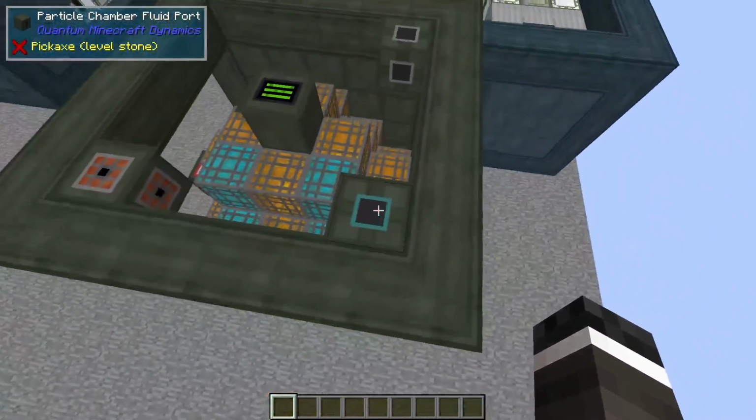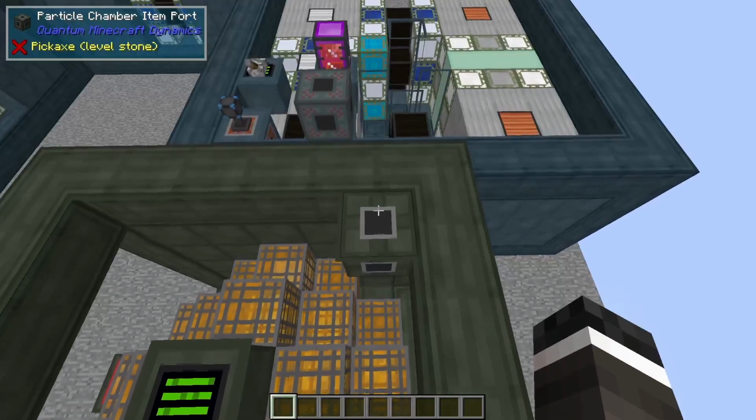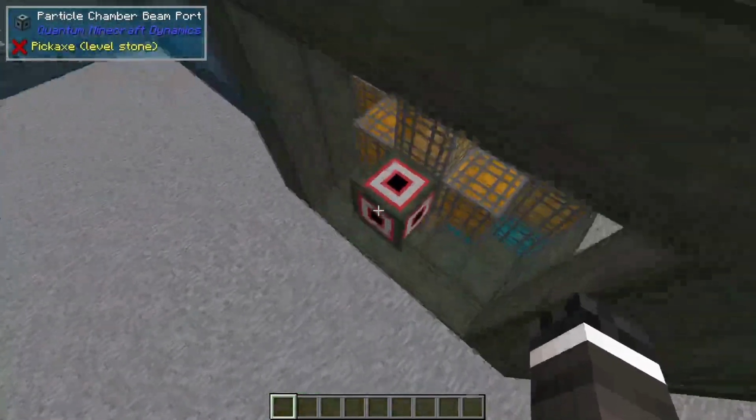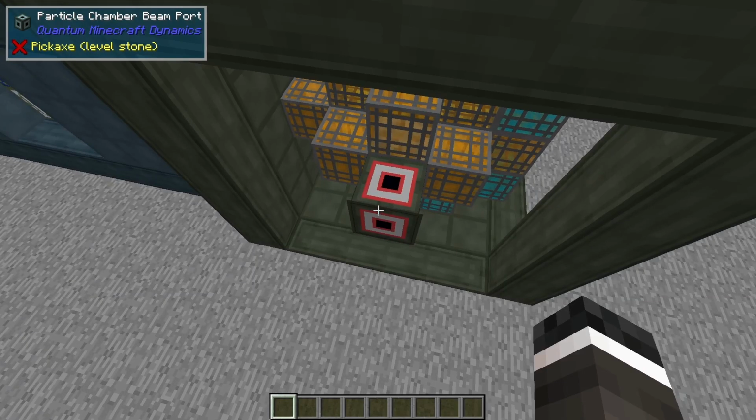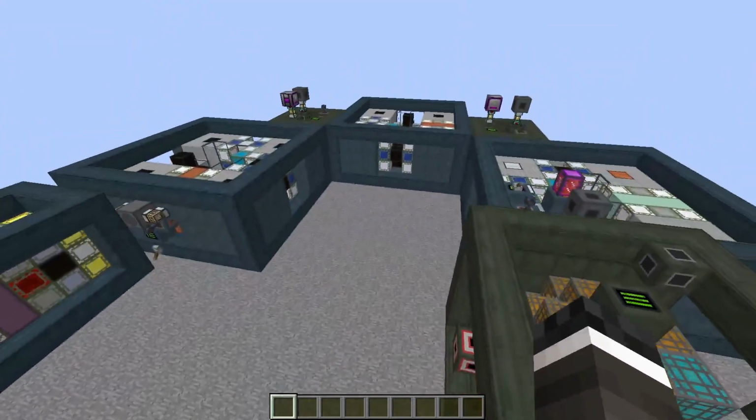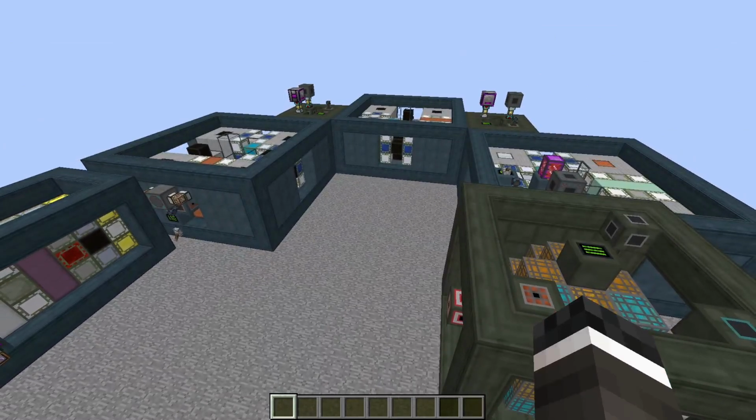Through here I'm going to put oxygen, and through here we're going to get the graphite, and we will get out of this particle chamber beam port our 80 kPu per tick alpha particle beam. And so this is our overall beam multiplier setup. We have shown how it works. And now let's go to the outro.